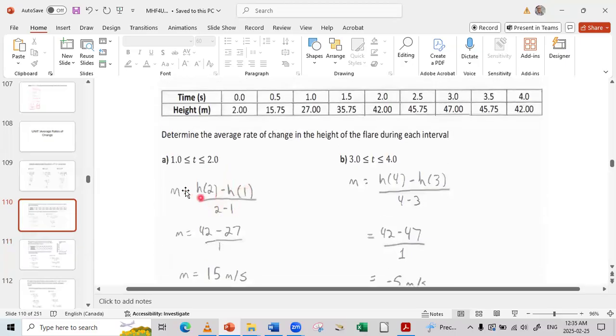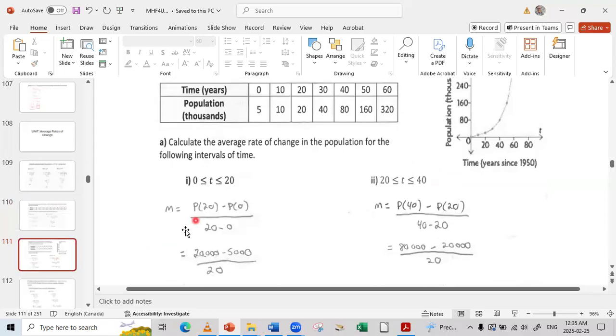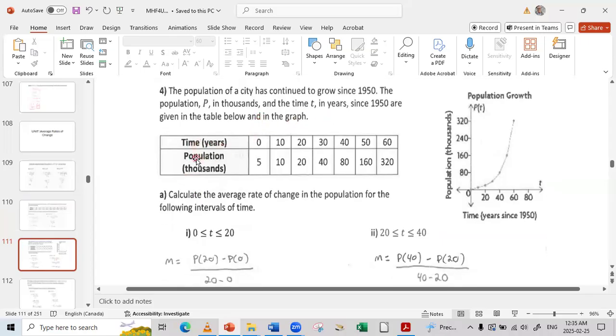So here I will have between 2 and 1. So this is 0 right now. 2 is how much? 42. This is the example which we had before, guys. Let's go to the second example here. This is between 2 and 0 right now. I have here the time and the population. As an example, 0 means right now, the population was 5,000. Then after 10 years, it becomes 10,000. After 20 years, it becomes 20,000. After 30, it will become 40,000, and so on.